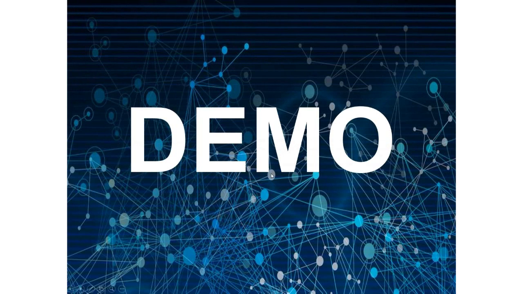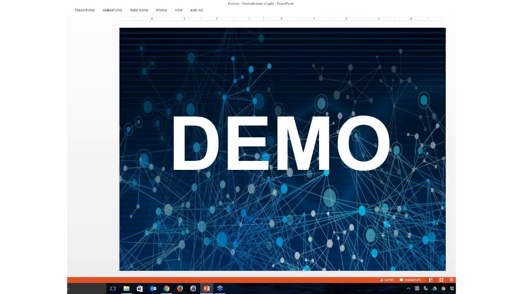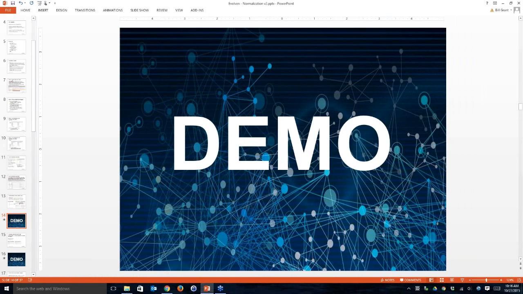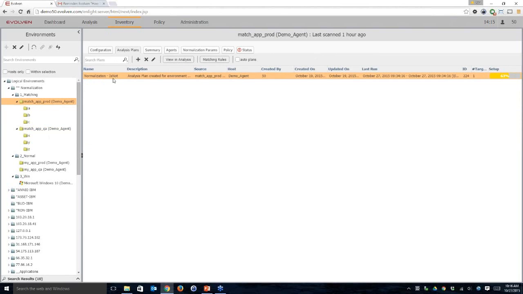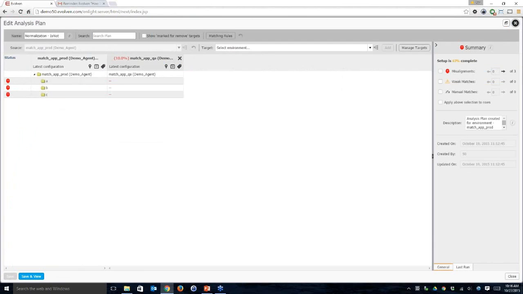So let's take a look at this example. Here again, I'm in the Evolven interface, and I have these two environments that are here. And if I look at the analysis plans, I've got an analysis plan that I've created with this as the source and this as the target. So I'll go ahead and edit that plan.